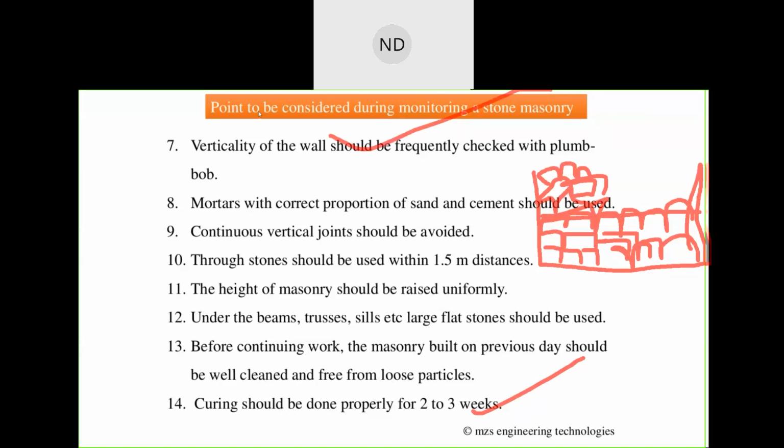Now we are done with the stone masonry. We have talked about stone masonry, and now we will be taking up brick masonry. Our topic was masonry, so now, taking up brick masonry. I'll show you. Wait.